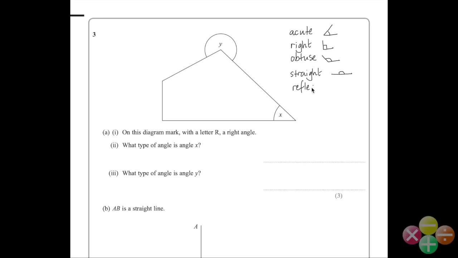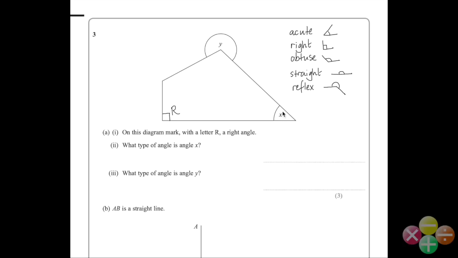Then we have a reflex angle. Now a reflex angle is greater than 180 degrees but less than 360 degrees. These are the most commonly used angles, especially in exams. So on this diagram, mark with the letter R a right angle. So I look at my diagram and I can clearly see in the bottom left corner there's a 90-degree angle, a right angle. So I mark that with a little what appears like a square and not forgetting to put the letter R.